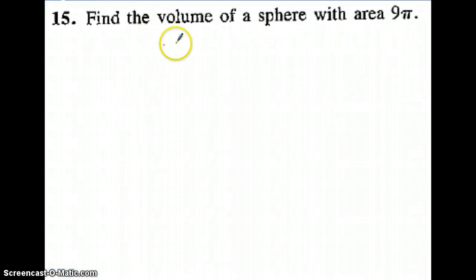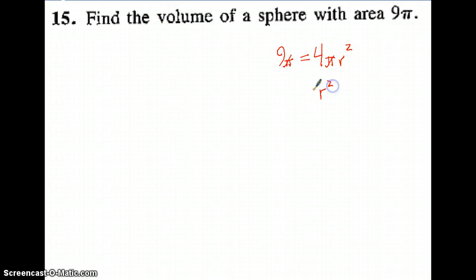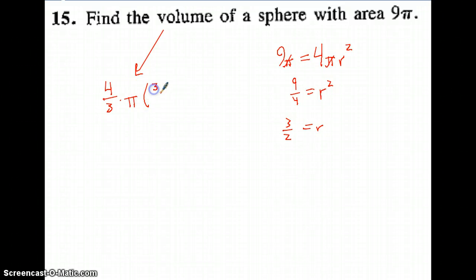Okay, number 15. Find the volume of a sphere. The area is 9 pi. 9 pi then is supposed to equal 4 pi r squared. If I have the radius of this sphere, I can find the volume. All right, pi's cancel. Radius squared should be 9/4. So that means the radius is the square root of that, which is 3/2. So I need to find the volume of this, which is 4/3 pi r cubed. Yuck.